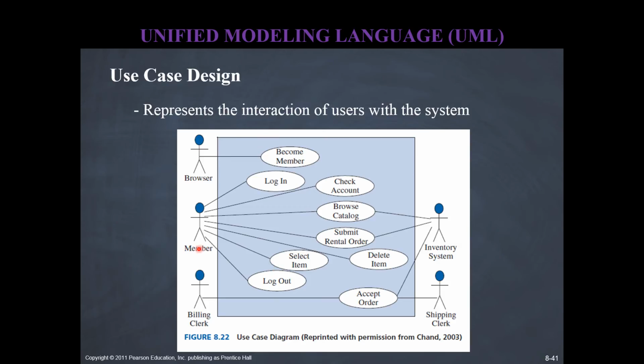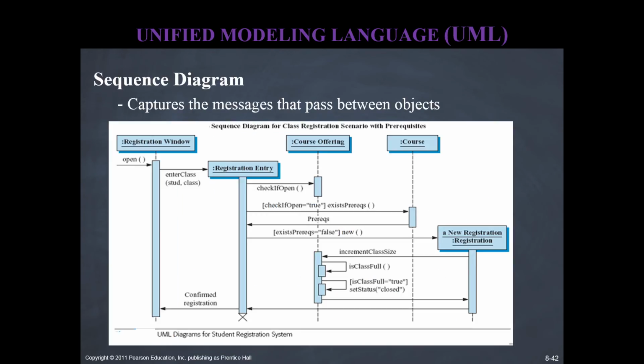You're saying, well, an existing member will be able to log in, check account, browse catalog, submit rental orders, and then the shipping clerk is responsible for accepting orders. And then once the order is accepted, a message is sent to the inventory system. So it's a quick way to rapidly create a logical model of an information system.